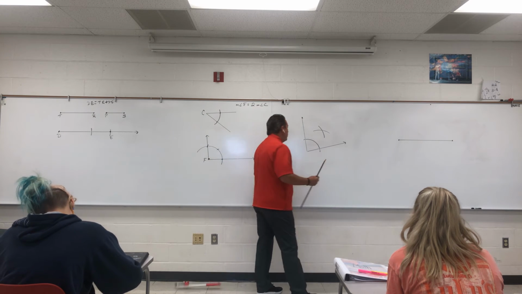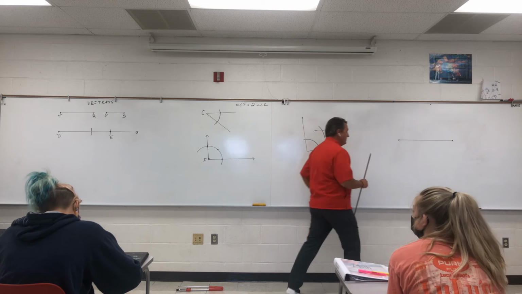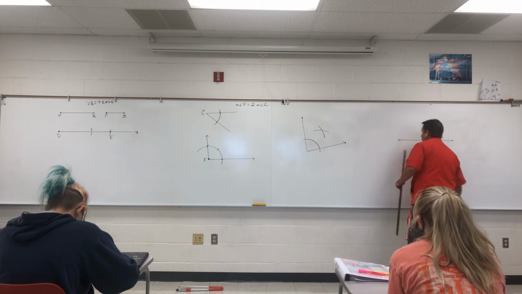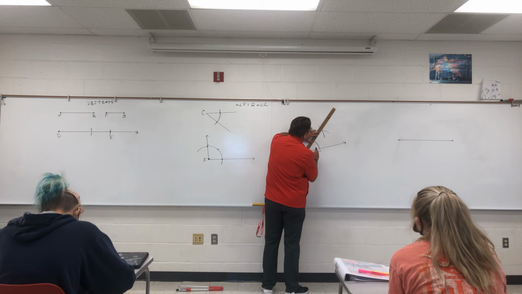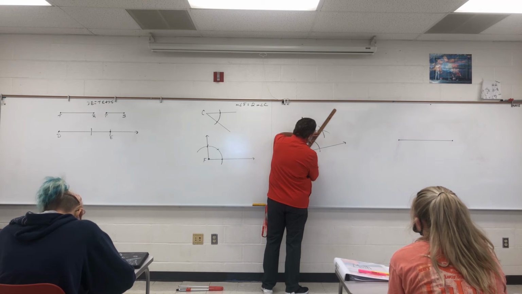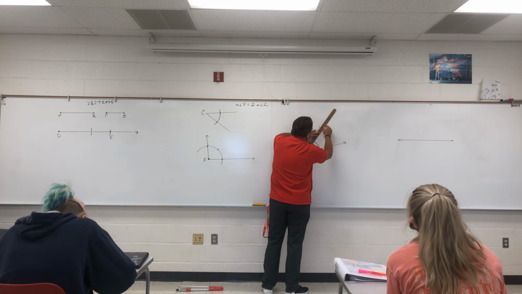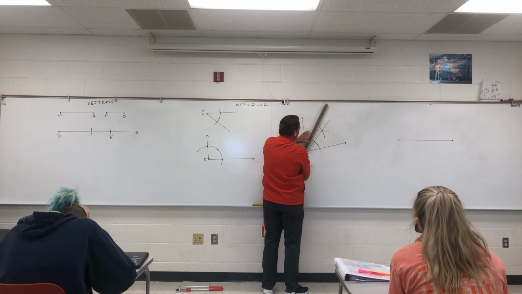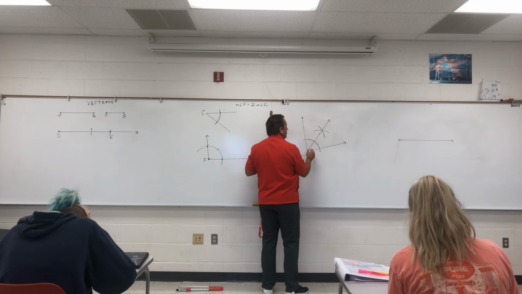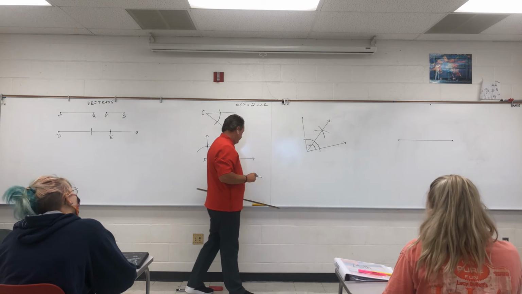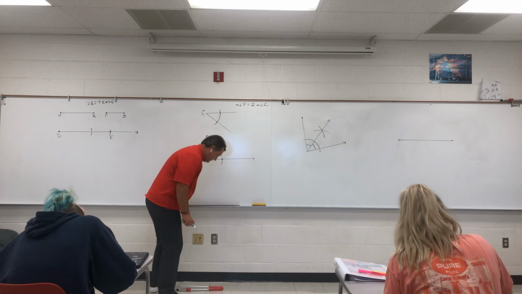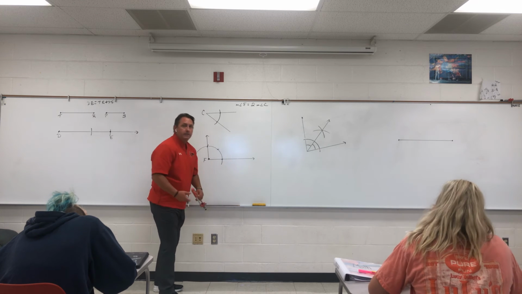So if I draw my ray through here, I've now created a bisector, which means this angle and this angle are the same, aren't they? Okay, you might think of a question.